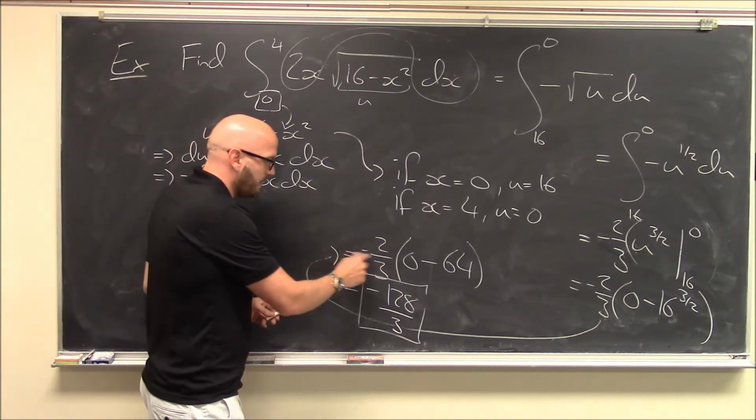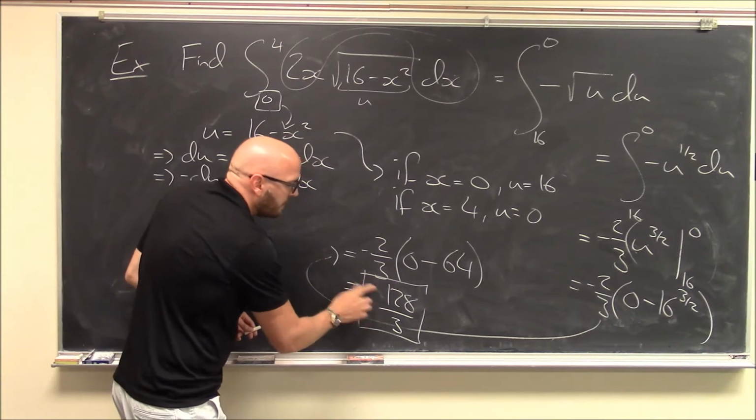And what I missed is I've got minus times minus makes it positive. 128 over 3.